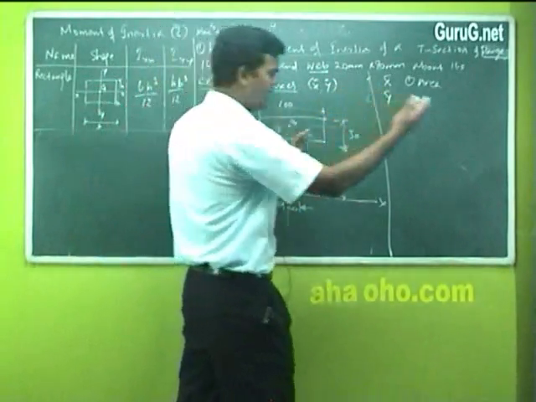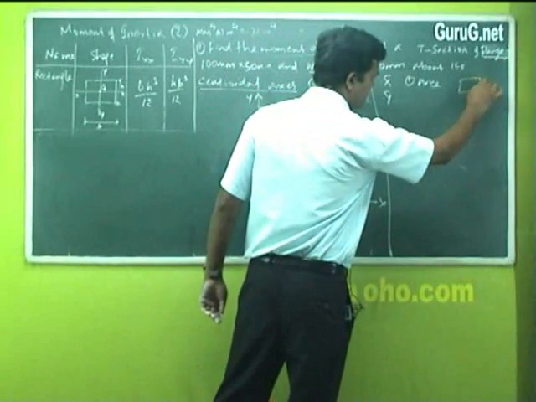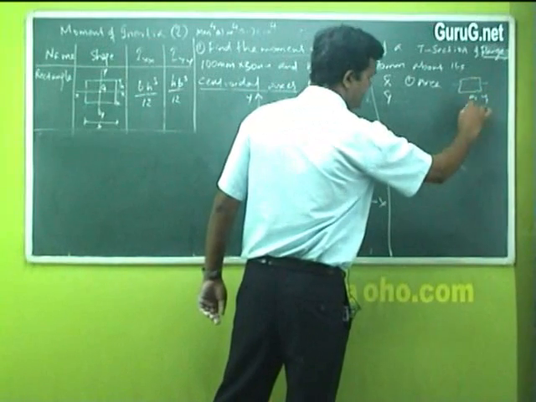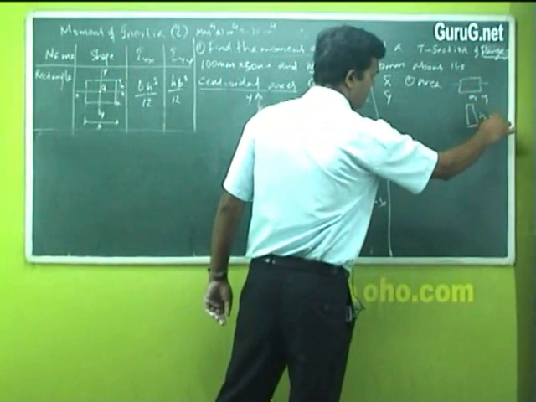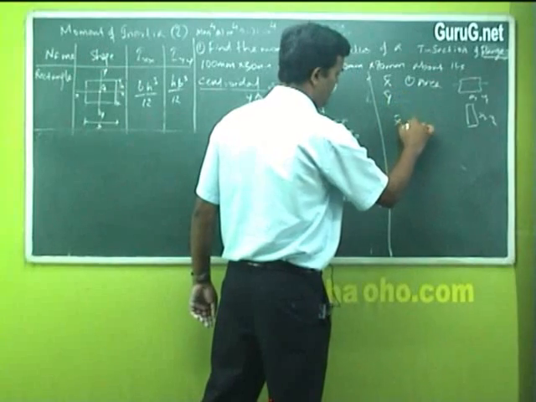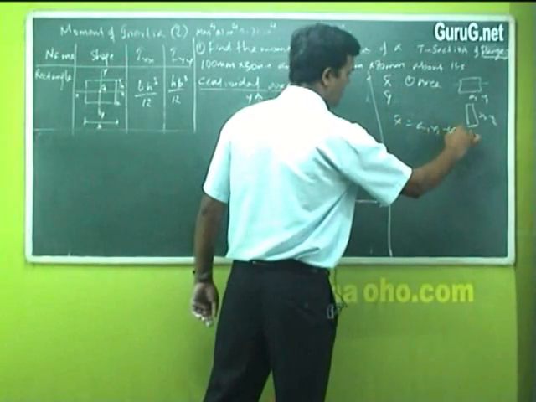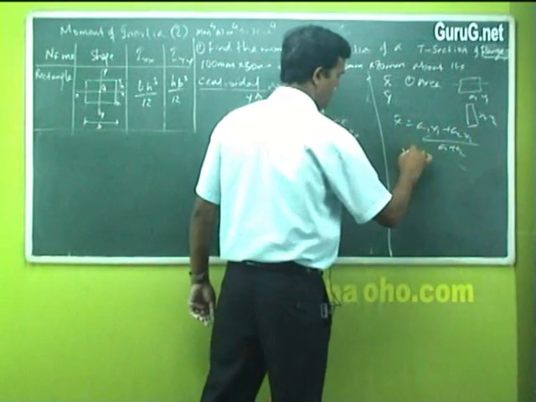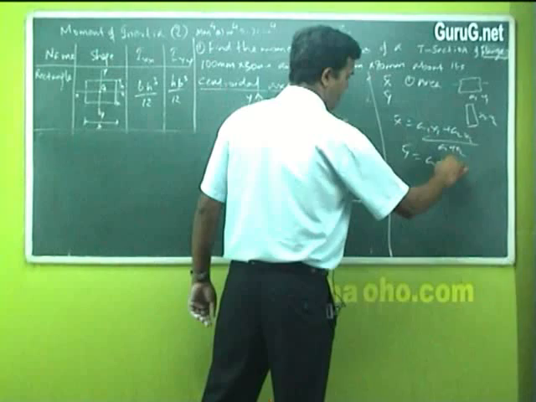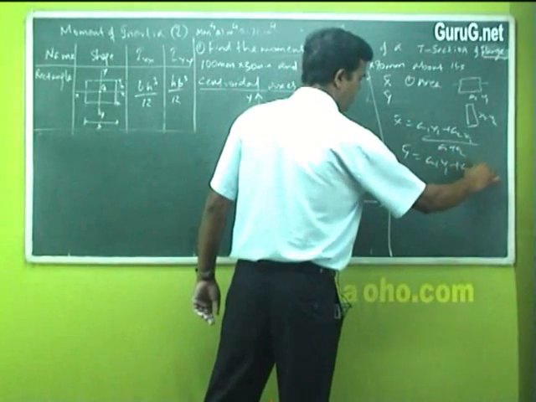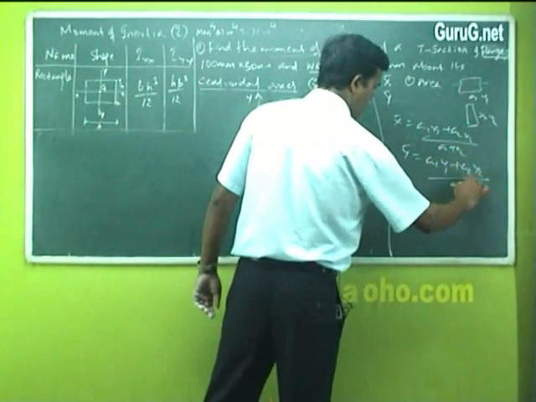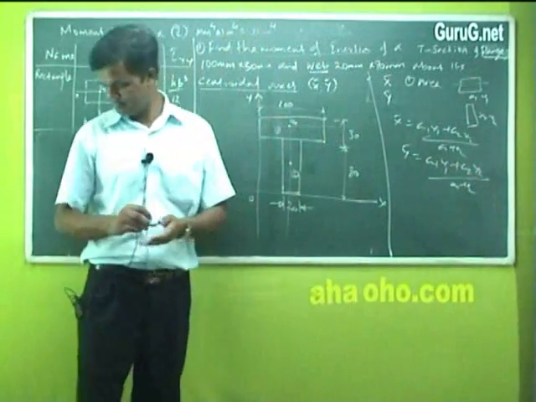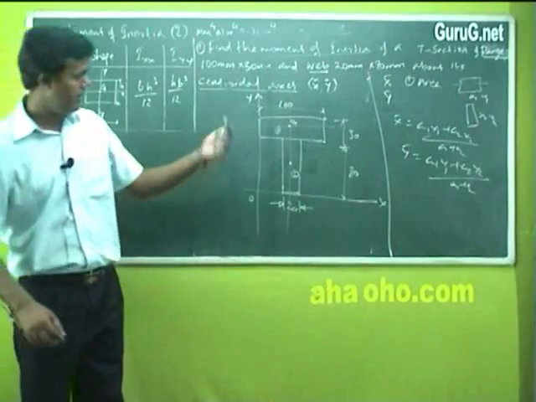You can even draw them separately. First you draw this rectangle like this and find out the values of x1, y1. Then this rectangle, x2, y2. Go to the formula: x bar equals a1 x1 plus a2 x2 by a1 plus a2. Y bar equals a1 y1 plus a2 y2 by a1 plus a2. Find out these values. That's your first step. Then come to the second step.